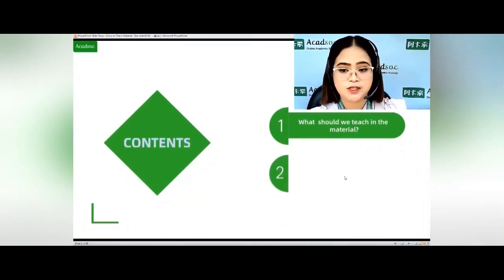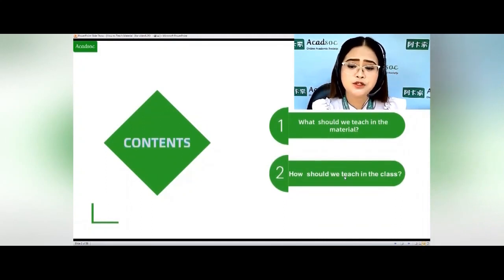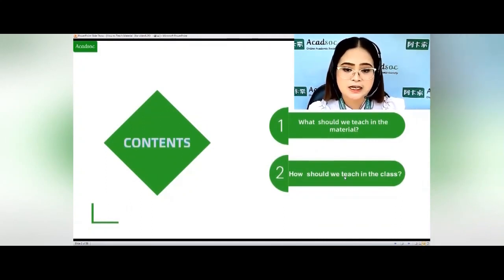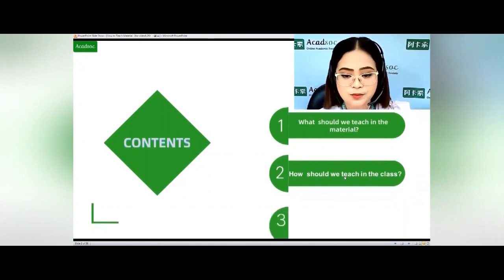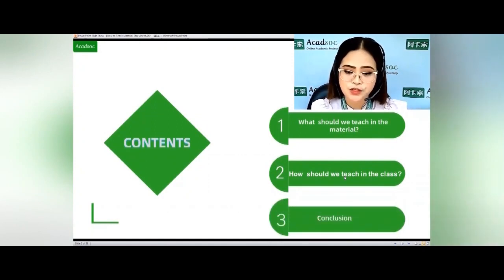Now the second question is, how should we teach in the class? Now we will be talking about strategies later on. And the last one we've got is the conclusion.